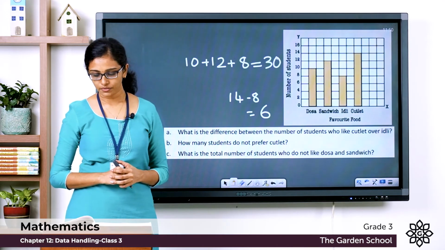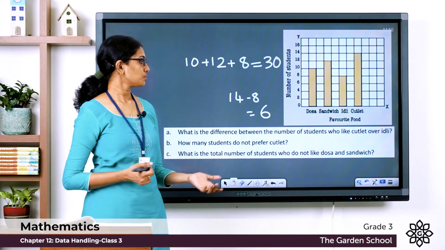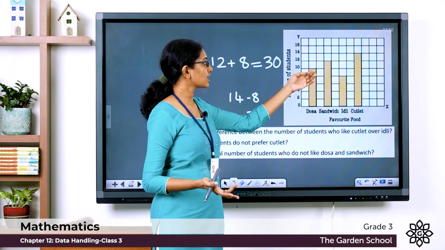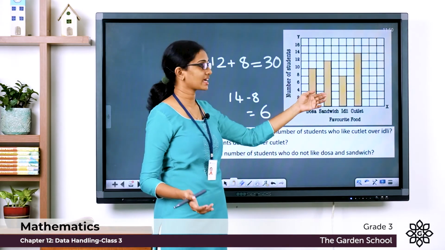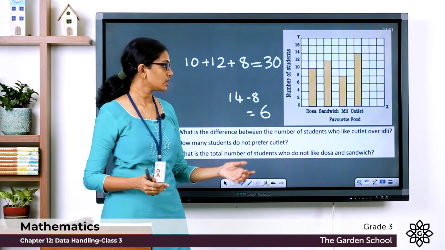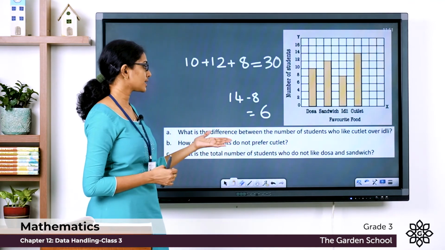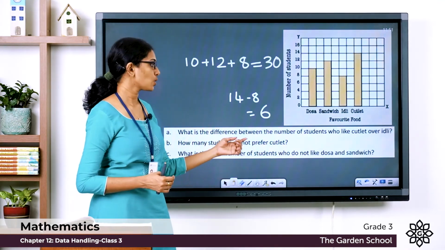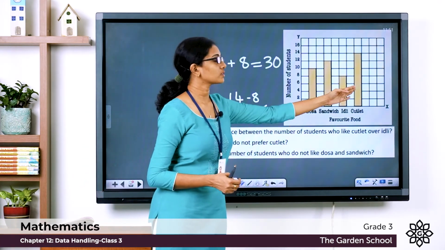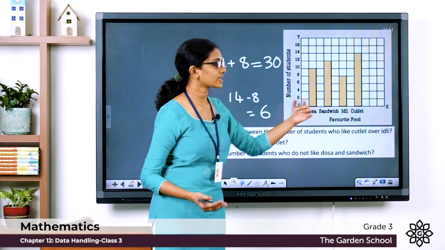What is the total number of students who do not like dosa and sandwich? So what is the number of students who like dosa? The number of students who like dosa is 10 and number of students who like sandwich is equal to 12. So the total number of students who like dosa and sandwich will be the sum of these two. Now here you are asked to find out the total number of students who do not like dosa and sandwich. That would be the sum of the other two, the number of students who like idli and the number of students who like cutlet.